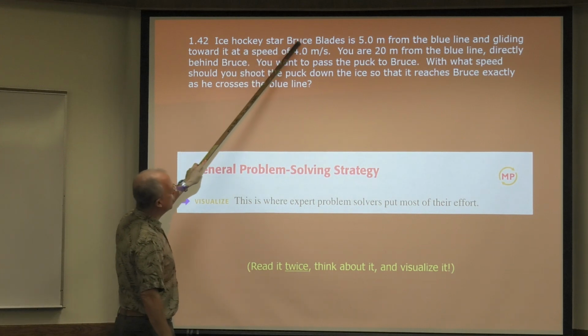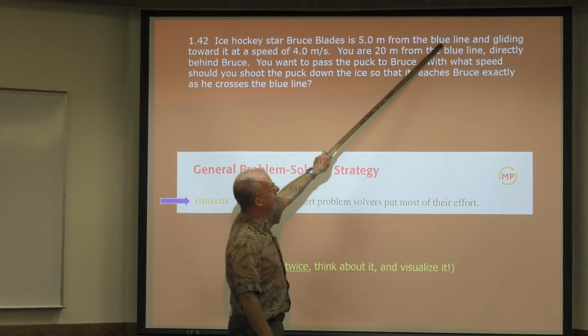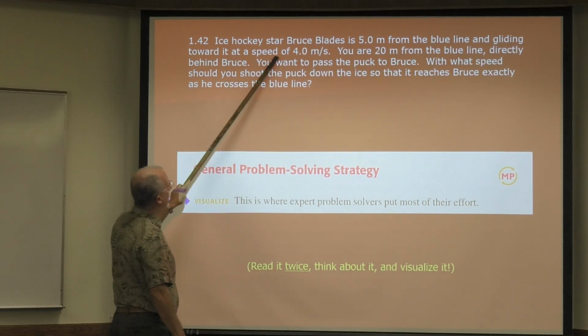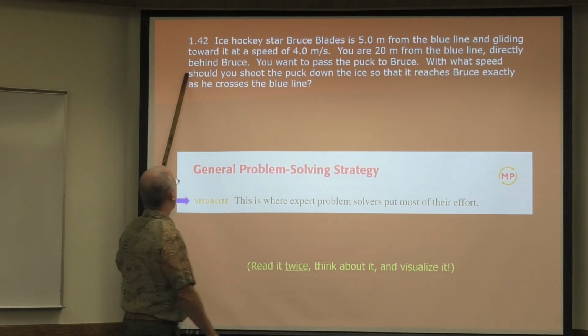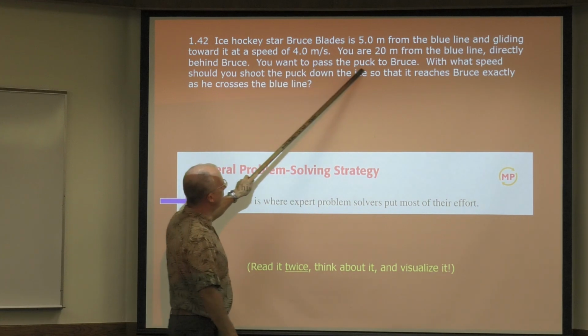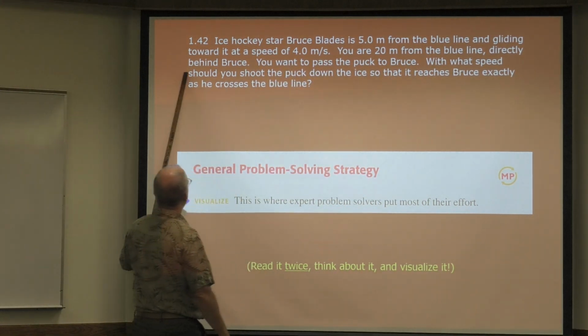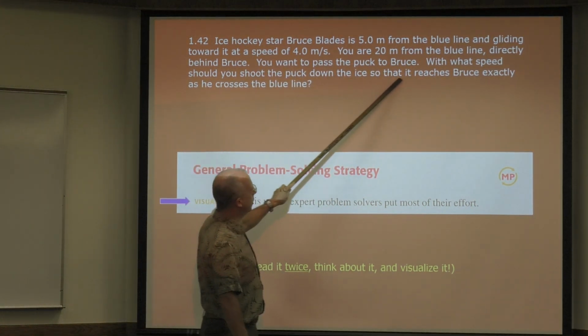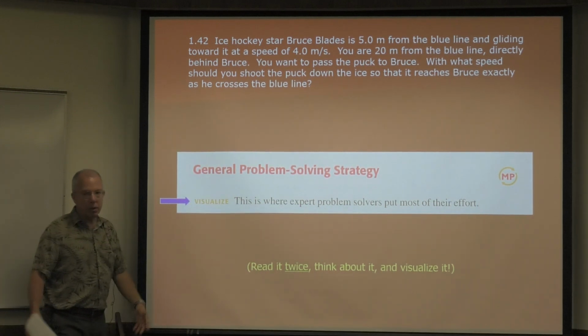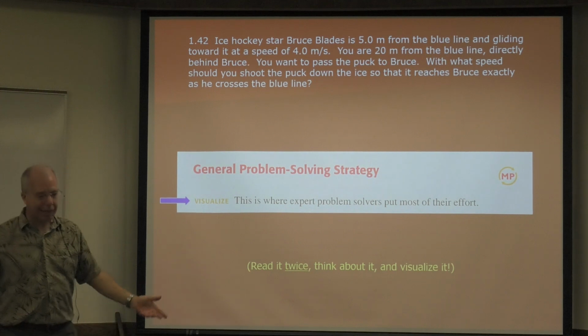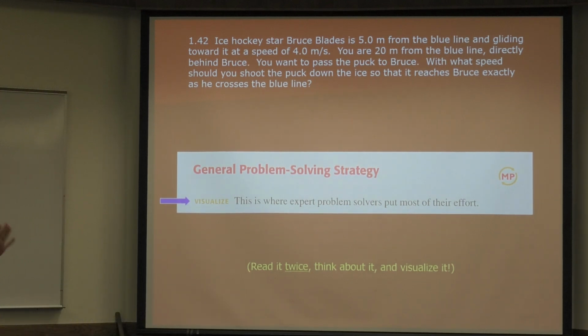Ice hockey star Bruce Blades is 5 meters from the blue line and gliding toward it at a speed of 4 meters per second. You're 20 meters from the blue line, directly behind Bruce. You want to pass the puck to Bruce. With what speed should you shoot the puck down the ice so that it reaches Bruce exactly as he crosses the blue line? So again, most of you are saying, what's a blue line? What's a puck? Well, that's good. I don't want you to know this stuff.